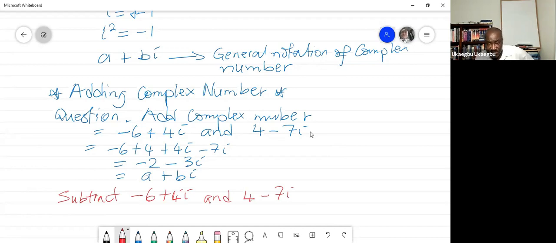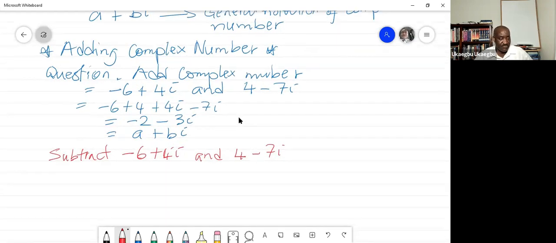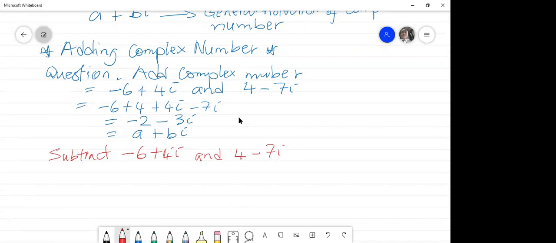Somebody said that he or she is confused. So what's the confusion? Let me know at what point you are confused, so that I can address it now before going to the next step. Okay, so now everybody try this second one. Do the subtraction instead of addition: subtract -6 plus 4i and 4 minus 7i.